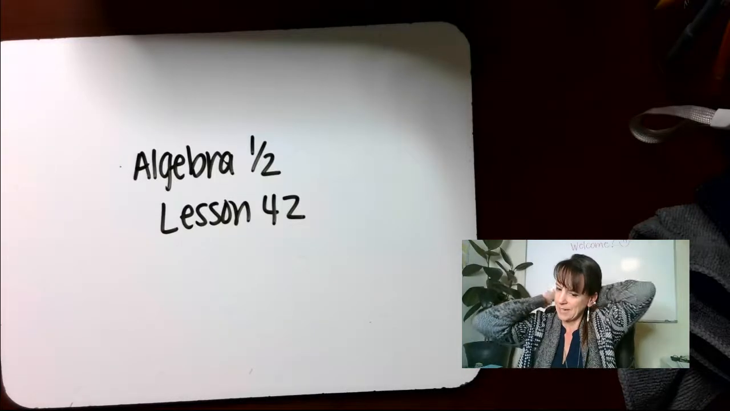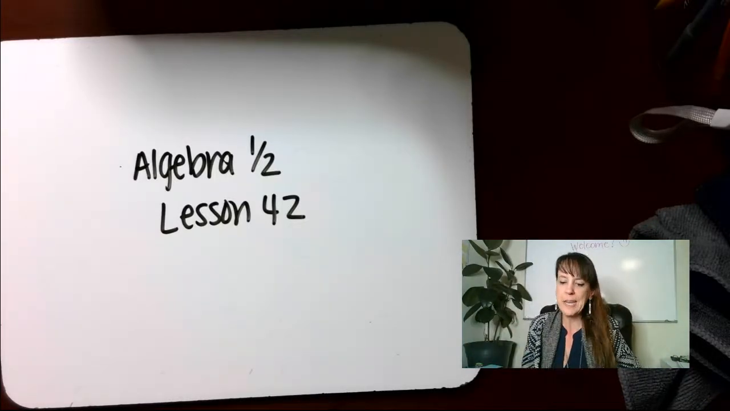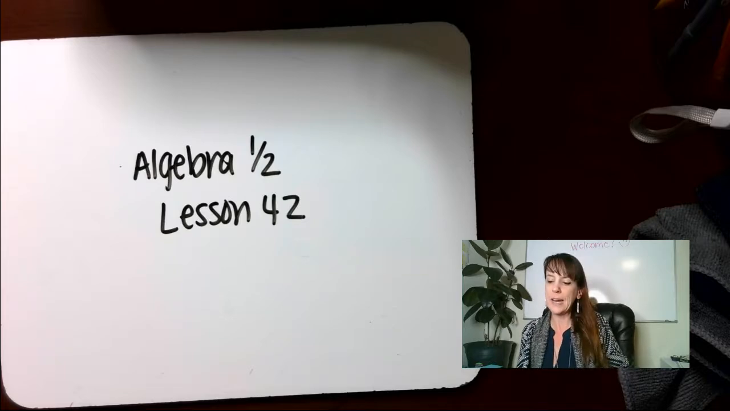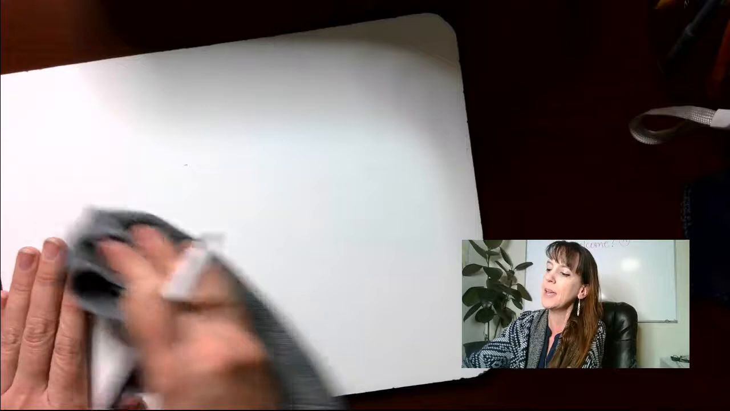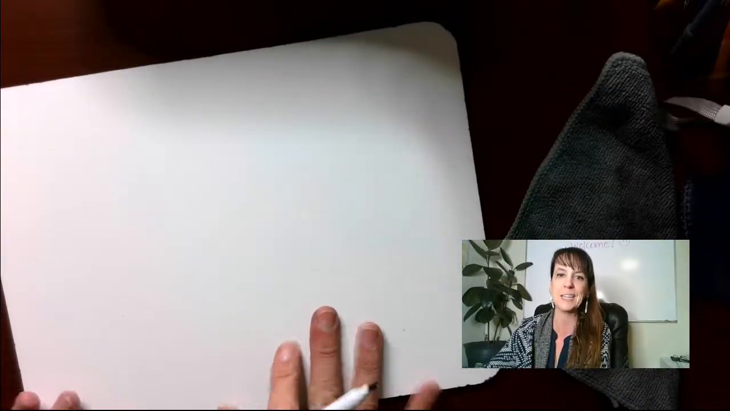Hi guys, welcome back. We are going to be talking today about lesson 42, symbols of inclusion and division in our order of operations. Guys who are in my class, you had best be opening your book to your notes section and taking notes in these as we go along.